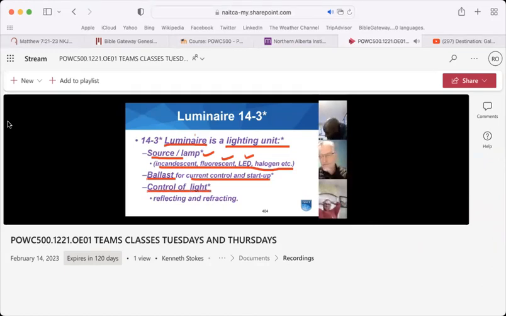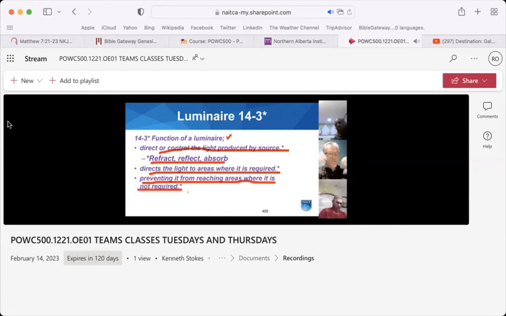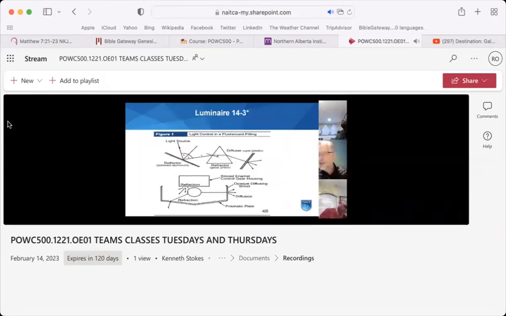And then there will be control of light. This is not the on-off switch. The on-off switch will be in the hallway on the wall somewhere. The control of light means there's going to be reflection and refracting of the light. And I have pictures. Function of a luminaire: it directs or controls the light produced by the source, and it does that with refraction, reflection, and absorption, directing the light to areas where it's most required, where it's needed, and preventing light from going into areas where it's not required. If we don't need light, we don't need to produce the light. We can direct it where we need it, and then reduce our costs. So lighting costs are big.